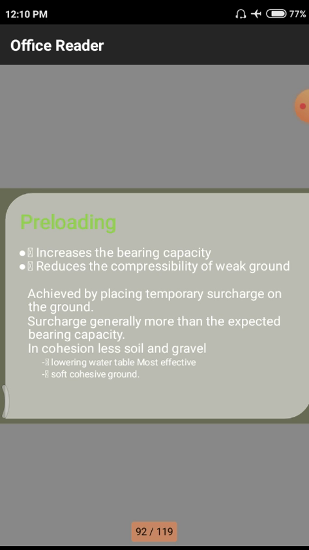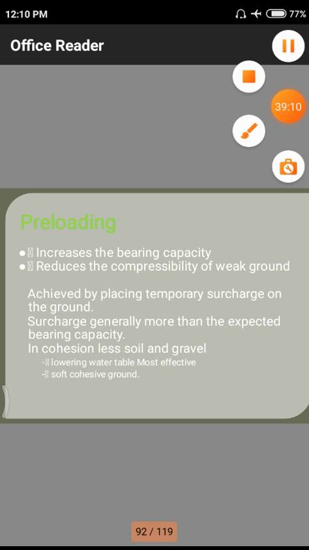Second one we have is that it reduces the compressibility of weak ground by achieving a temporary surcharge on the ground. That means reduce means a decrement of compressibility of weak ground. Compressibility means a force which is applied from two directions. I will show that with some example.